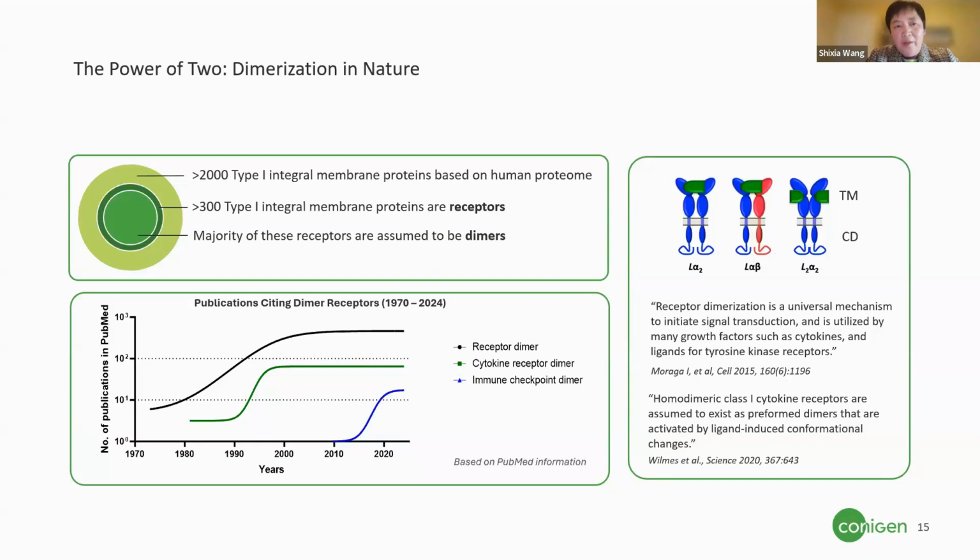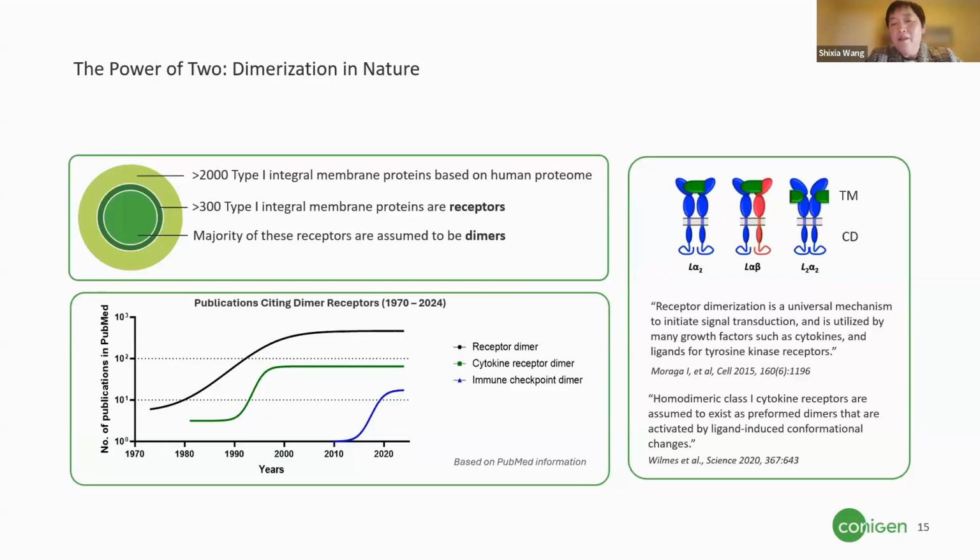In nature, there are many proteins that form dimers. Based on the proteome, there are over 2,000 type 1 transmembrane domain proteins in the protein genome, and over 300 of them are receptors. The majority of them form dimers. Based on PubMed publications, in the last 40 years, the research focus on dimers has dramatically increased, with more discoveries of dimeric proteins.